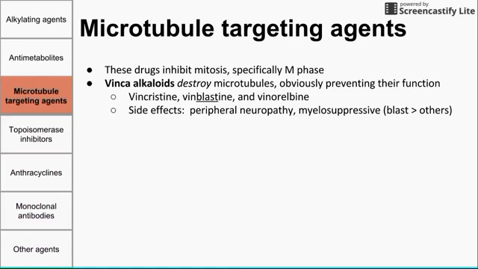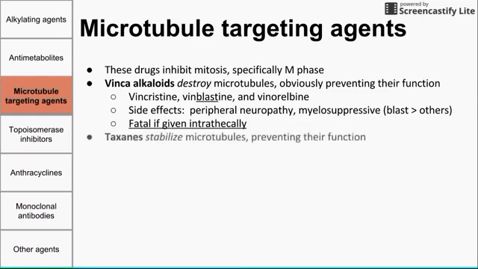Vinblastine is the strongest myelosuppressive chemotherapeutic drug. It has the strongest side effect. One important thing to remember about vinca alkaloids is that you cannot inject them directly into the spine. They are fatal if given intrathecally.